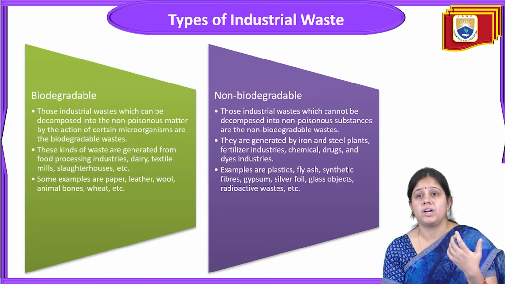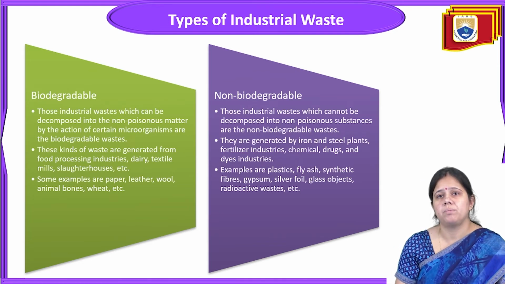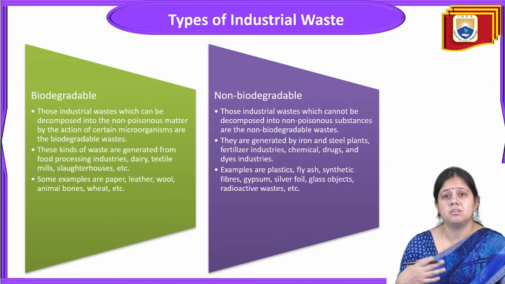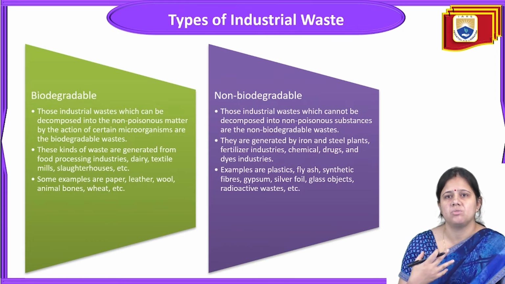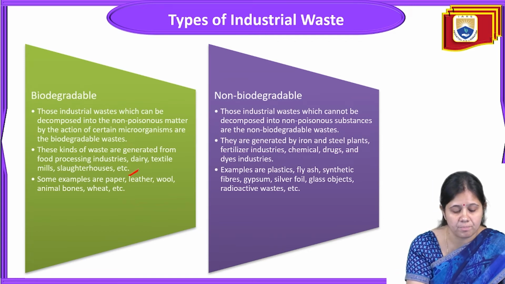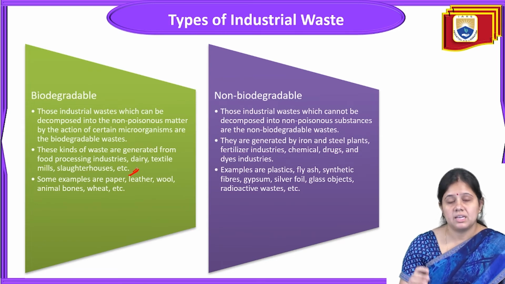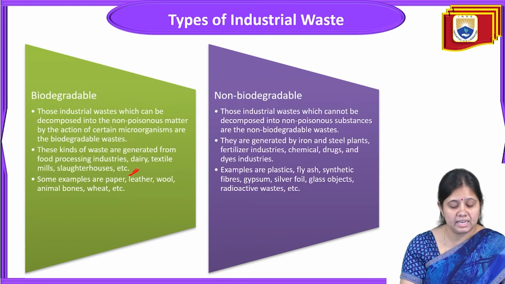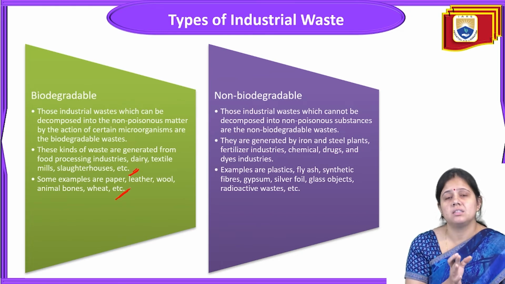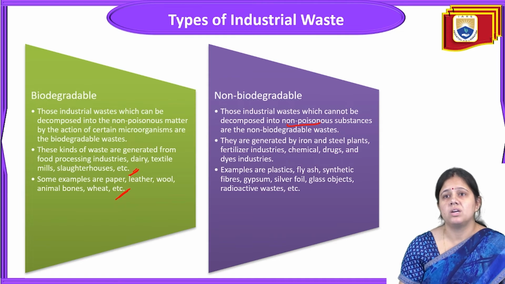Now we can divide industrial waste into two types: biodegradable and non-biodegradable. Industrial waste which can be decomposed into non-poisonous matter by the action of certain microorganisms is called biodegradable waste. This kind of waste is generated from food processing industries, dairy waste, textile industry, slaughterhouses, etc. Examples are paper, leather, wool, animal bones, wheat, etc. These are the biodegradable industrial wastes. Non-biodegradable industrial wastes are those which cannot be decomposed into non-poisonous substances. We cannot degrade their quality. They are called non-biodegradable waste.